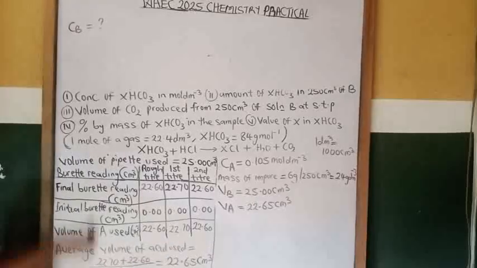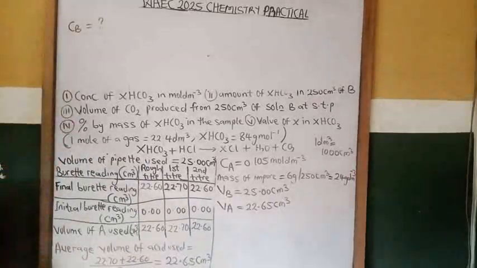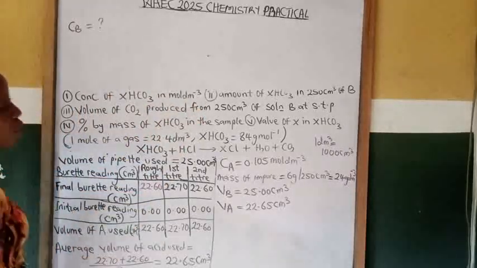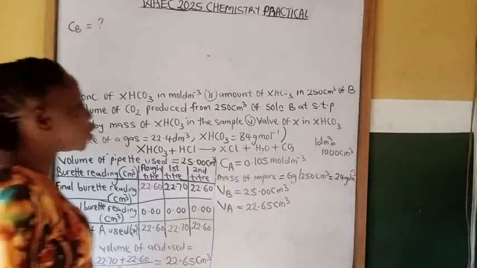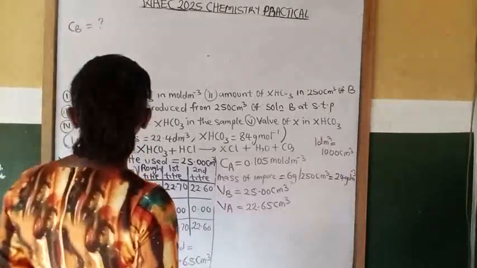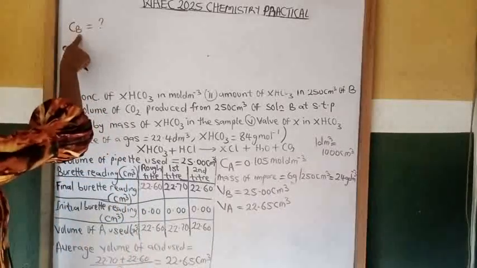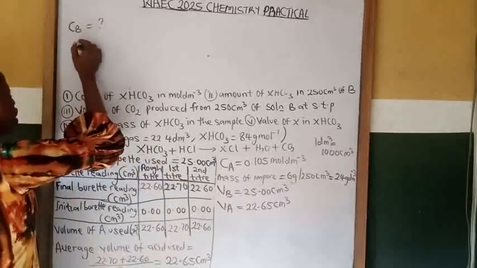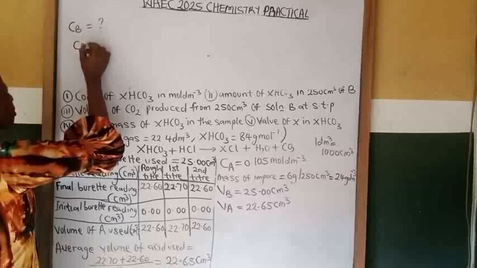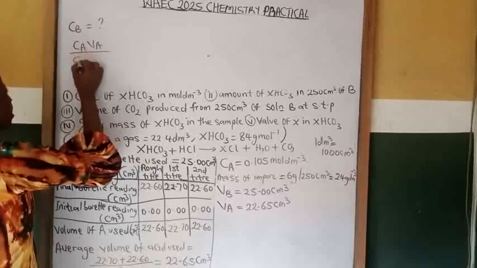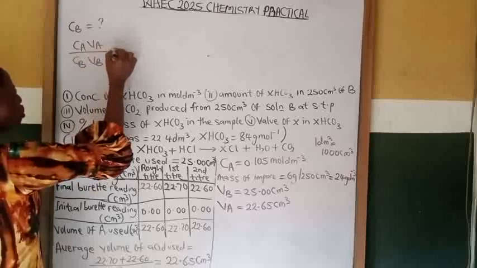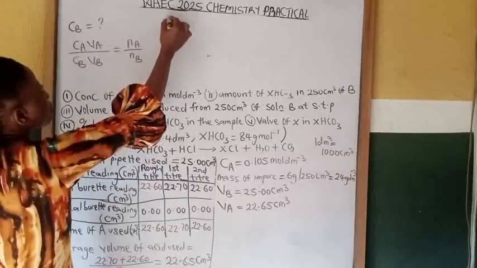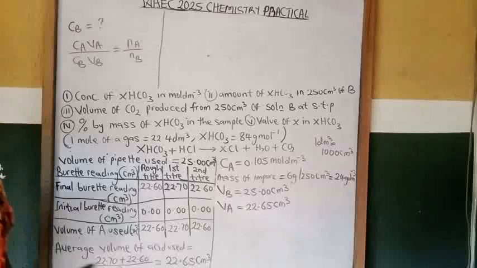So my Cb is unknown. C means concentration, B means base. So I'm looking for the concentration of base, in mole per dm cube. Then which formula can we use to look for the molar concentration of base? So let's try our general formula. Maybe it will work. Ca Va over Cb Vb is equal to Na over Nb.